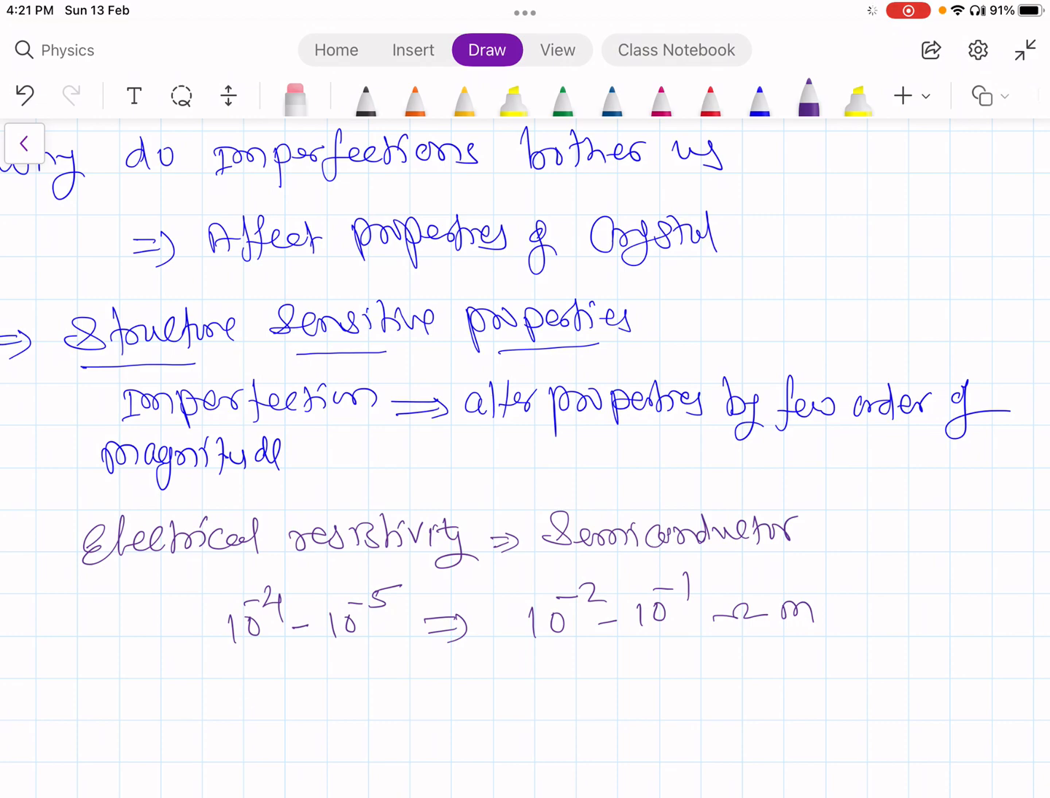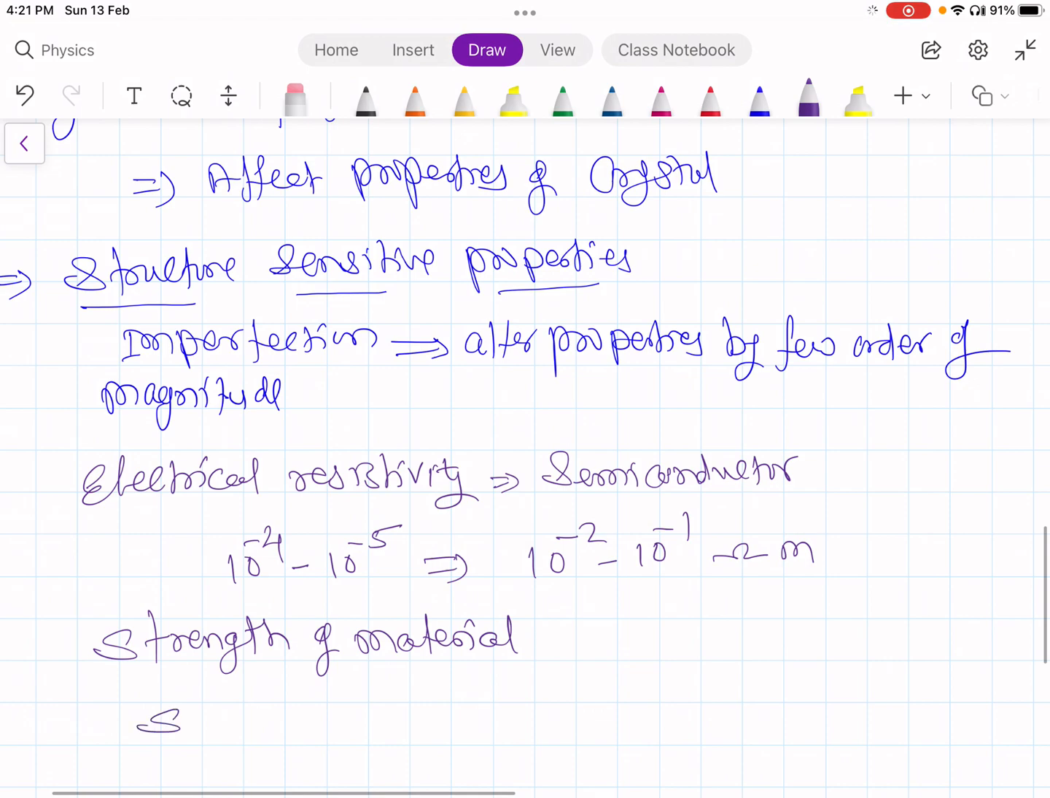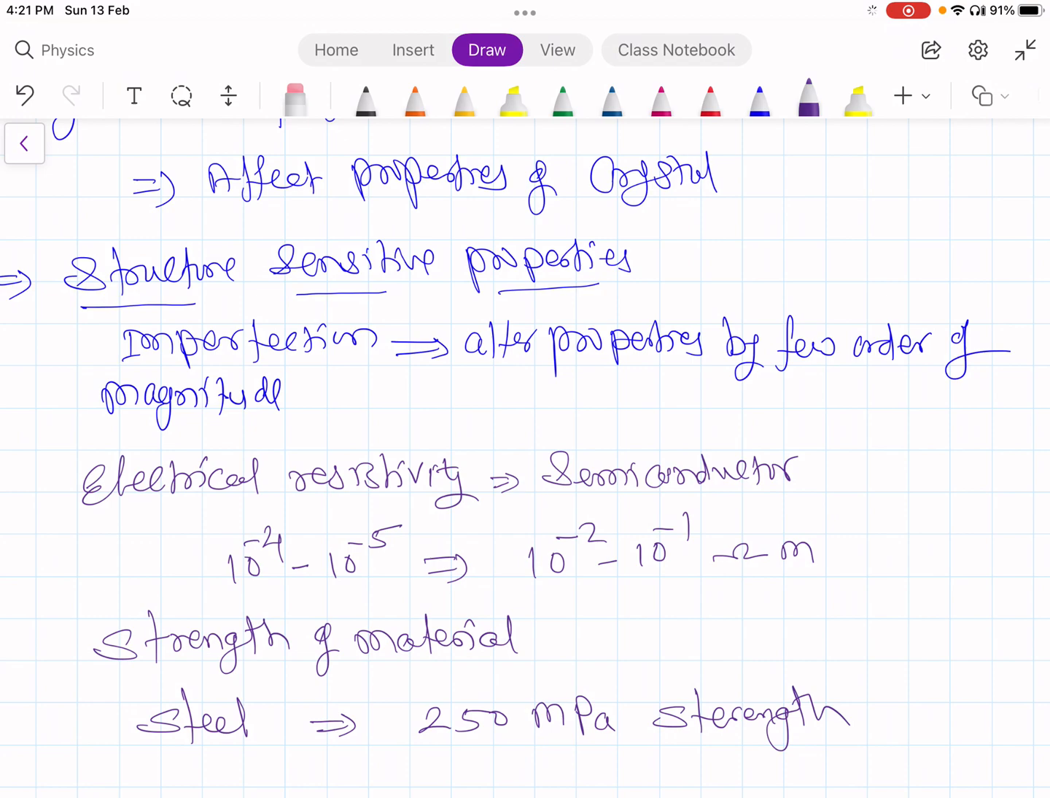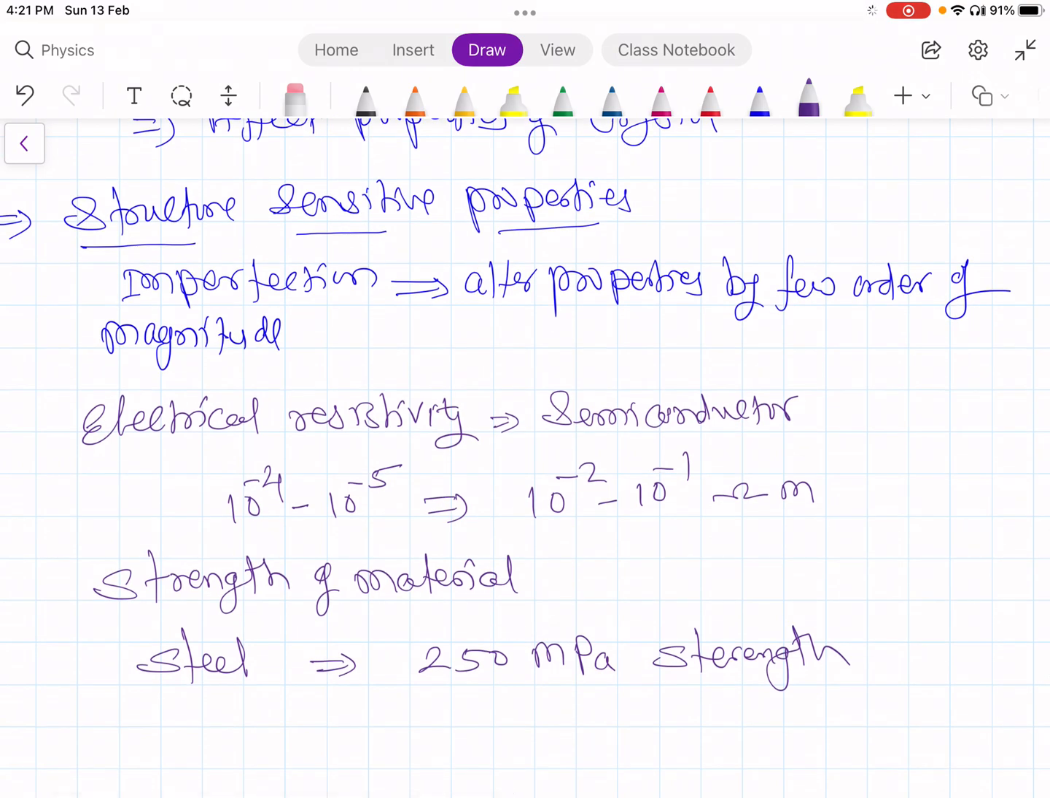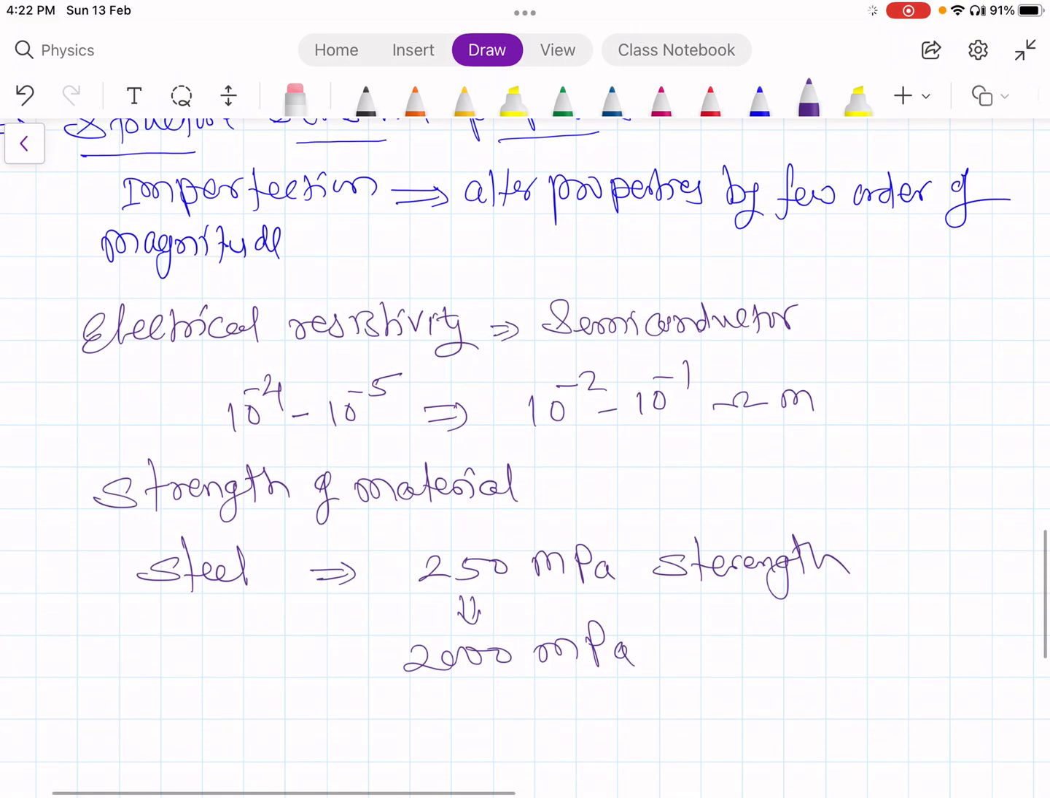Another structure sensitive property is strength of the material. Take the example of steel here. The steel generally has 250 megapascal strength. Strength of this steel is 250 megapascal, which can be changed to 2000 megapascal by introducing some defects in the steel. So these are the structure sensitive properties which are changing by a few orders of magnitude.